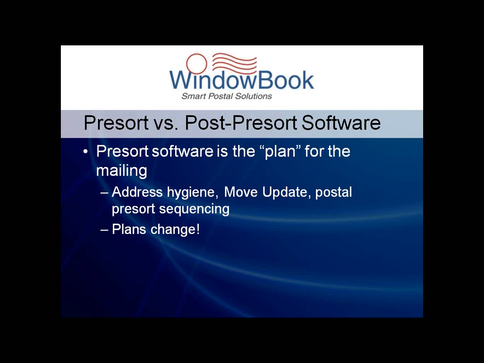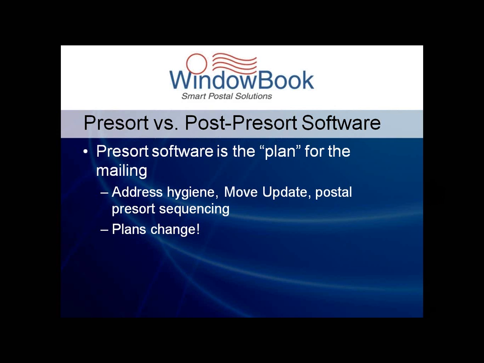Pre-sort and post-presort. Well, a lot of people think pre-sort is just that one piece of software that takes name and address records and sorts it by the postal rules and spits out a postage statement and tray tags, pallet tags. Well, we actually think slightly different. We think pre-sort software really encompasses everything up to and including that last pre-sort program. We think it includes address hygiene. Make sure your addresses are complete, correct, and current. Use CASS certified software, use move update software.